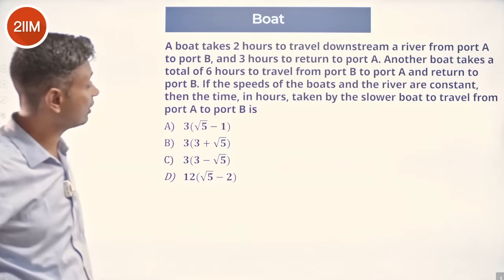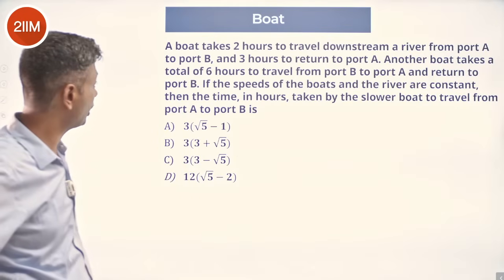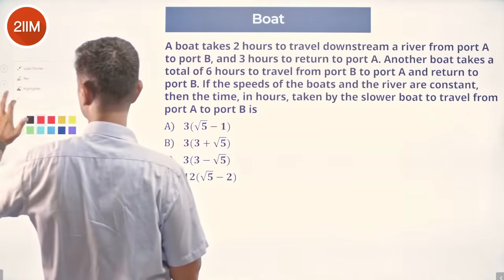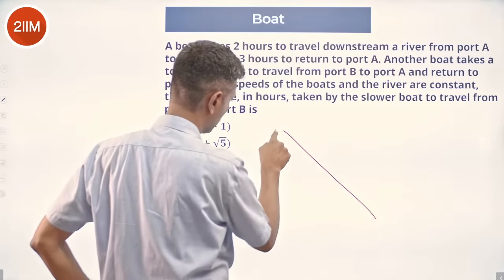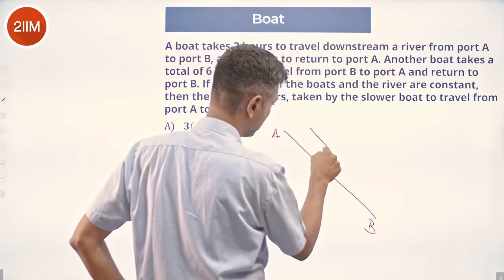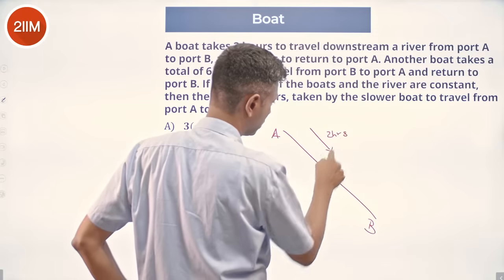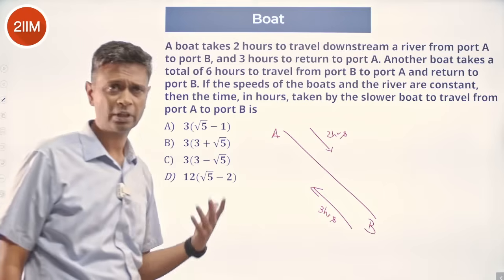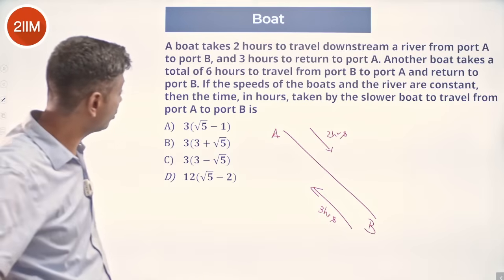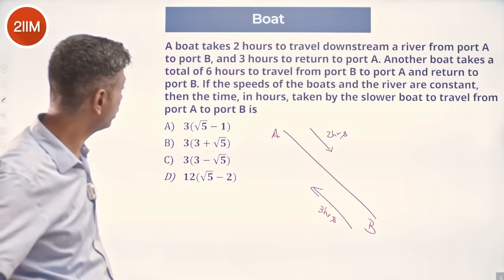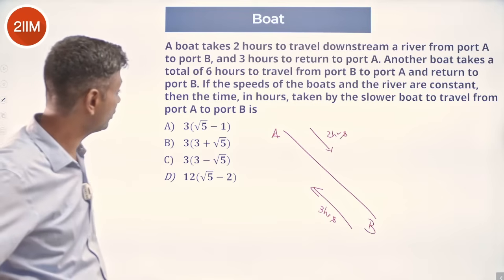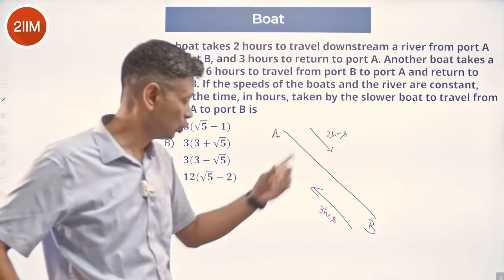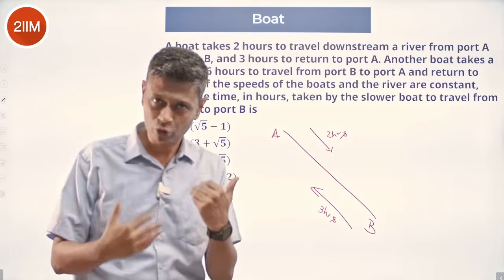A boat takes 2 hours to travel downstream a river from port A to port B and 3 hours to return to port A. So A to B, this is downstream, this is 2 hours, coming up is 3 hours. Another boat takes a total of 6 hours to travel from port B to port A and return to port B. The speeds of the boats in the river are constant and the time in hours taken by the slower boat to travel from port A to port B is asked. 2 hours, 3 hours.